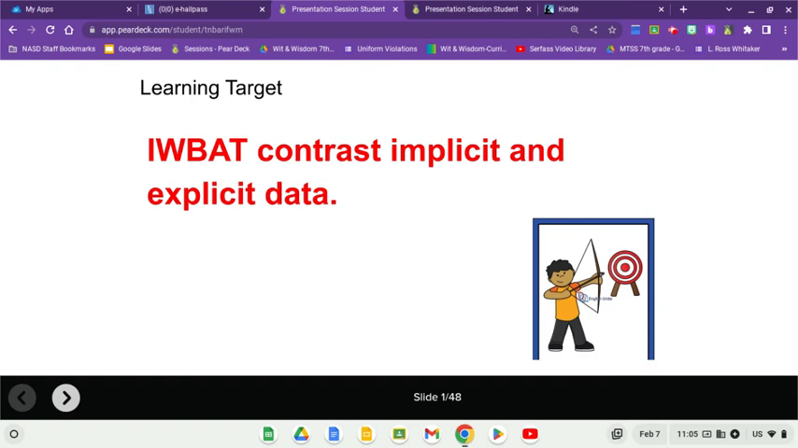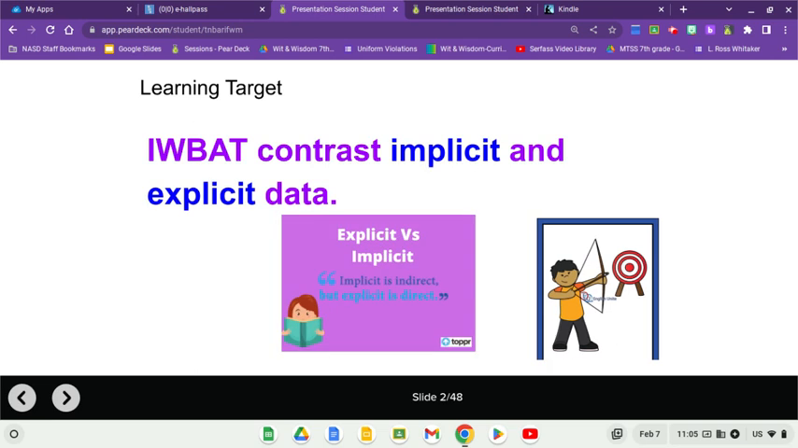Welcome back. We are going to contrast implicit and explicit data today. Implicit is indirect, but explicit is direct.